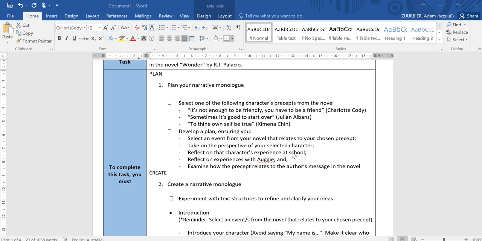It should be a character's experience at school, because all these three characters here are school friends of Augie. So the reflection should be an event that happens at school, and they should reflect back upon that event. Maybe it directly involved them, maybe it's just something that they saw. It's probably going to be an event that relates to Augie. So something that happened to him, something that was done to him by another student, something that he achieved, that these three might have been involved in or might have observed.